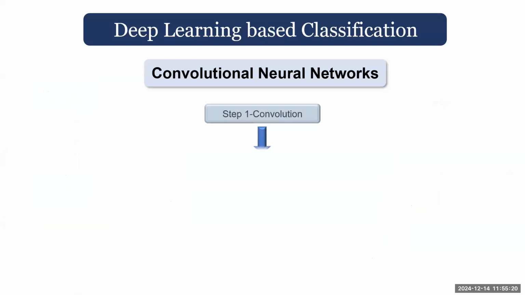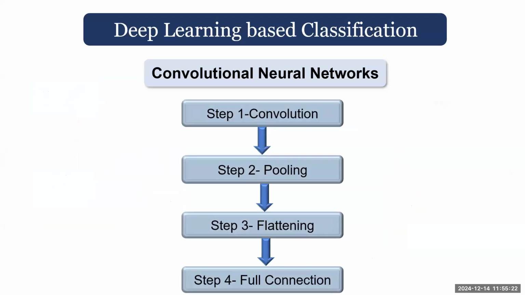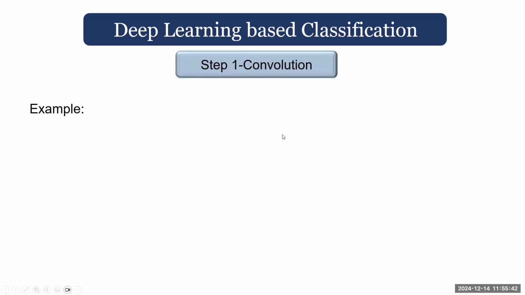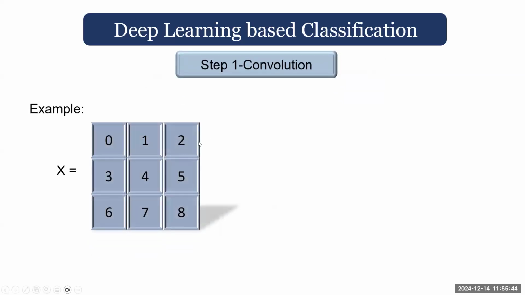So coming back to this example here, what are the important steps in the CNN model? The important steps in a CNN model include the convolution operation, then the pooling operation, flattening, and the fully connected layer. We'll try to understand these things in greater detail. The first step would be the convolution operation. So what exactly is the convolution operation?